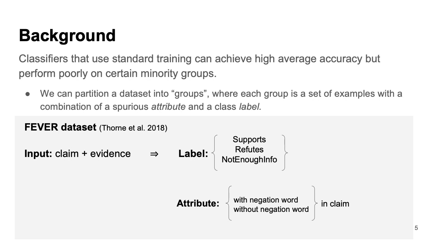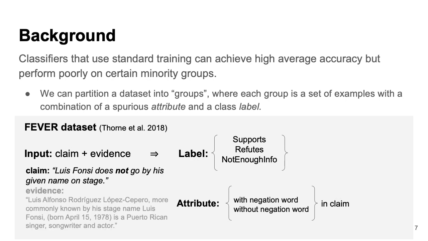ERM models would spuriously correlate the label refutes and negation words, meaning that when the model sees that a claim contains negation, it would be more likely to classify the claim as refutes. Based on this attribute, each class can be split into two groups, with negation and without negation. That means we will end up with six groups from 3 labels and 2 attributes in this dataset.